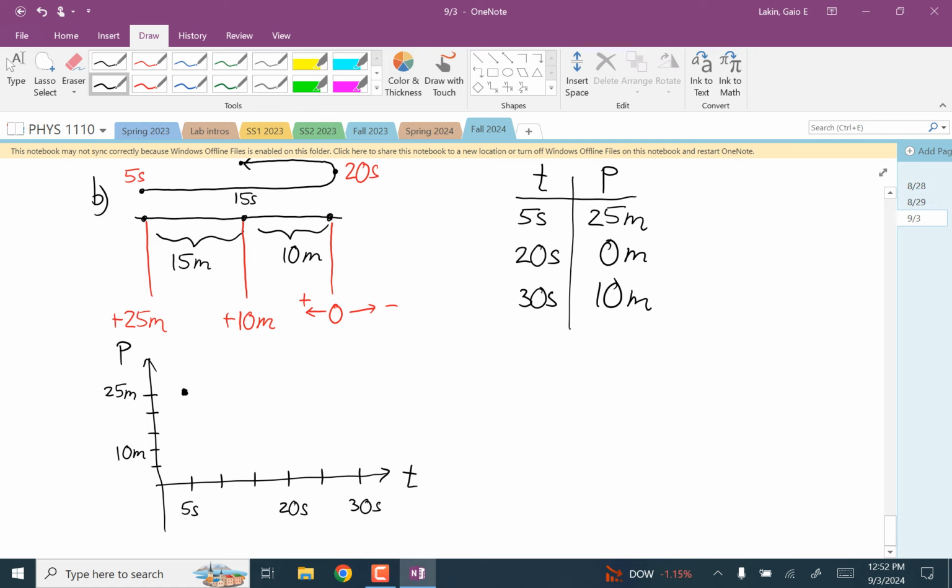The second point is at 20 seconds, 0 meters. And the third point is at 30 seconds, 10 meters. And so connect those points and the graph looks something like this.